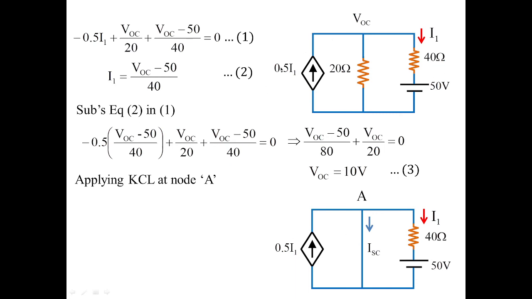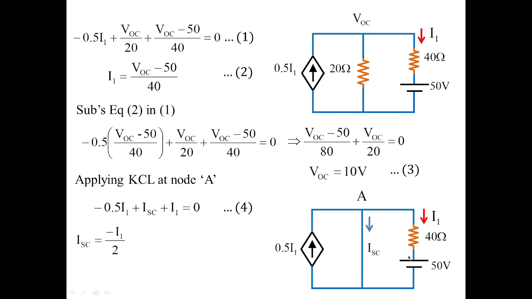Now you can see this 0.5 I1 is coming towards this node A, and the short circuit current is going like this. Already we know that I1 is flowing in 40 ohms in series with 50 volts. So applying KCL here, the algebraic sum of the currents at a particular node is equal to 0. Since it's an input current, minus 0.5 I1 plus ISC, ISC is going here, plus I1, I1 is also going here, is equal to 0. Now I'm going to obtain ISC in terms of I1. That is, ISC is equal to minus I1 by 2.